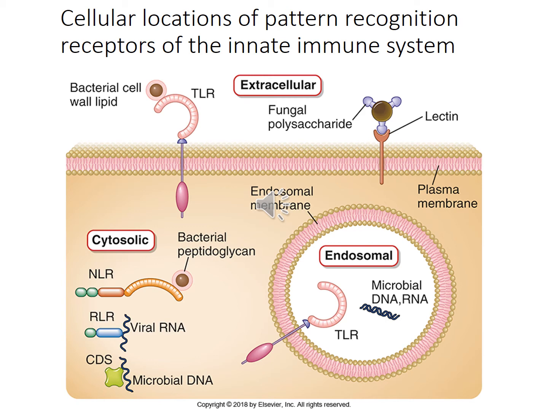In the cytoplasm, there are 3 different types of receptors. The NLR, which we will come back to, recognizes bacterial peptidoglycan. The RLR, the Rig-like receptors, recognizes viral RNA. And the cytosolic DNA sensors will recognize microbial DNA in the cytoplasm. There are also several TLR receptors in the endosome, which will recognize taken up pathogens, which is very common in the phagocytic cells. These TLRs will recognize mainly nucleic acids.